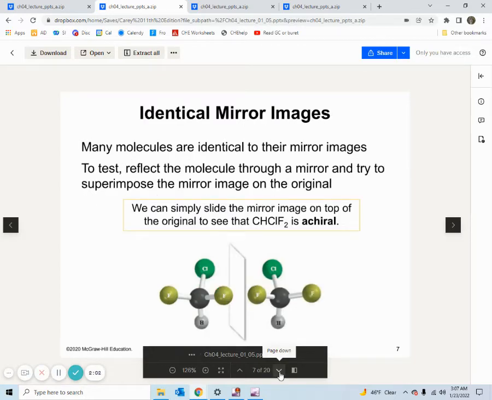Now, identical mirror images. Many molecules are identical with their mirror images. To test, reflect the molecule through the mirror and try to superimpose the mirror image on the original. Here we have CF2ClH. We can simply slide the mirror image on top of the original to see that this molecule is achiral.